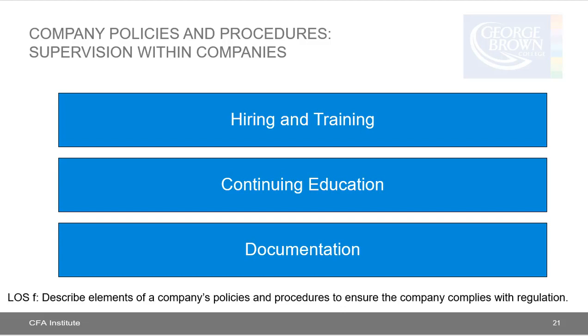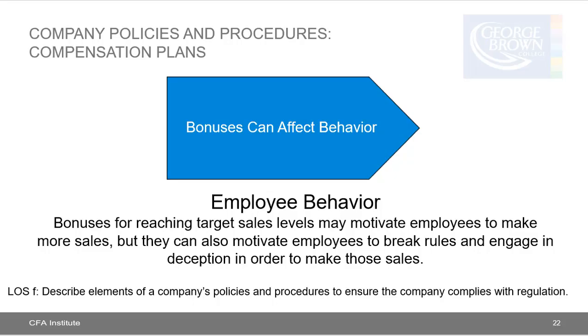Documentation. A company must be able to prove to regulators that it has established good corporate policies and procedures and that they're being followed. So good documentation, such as keeping records of employees' continuing education, is essential to improve compliance and enforcement. The next area of company policies and procedures is with regards to compensation plans.